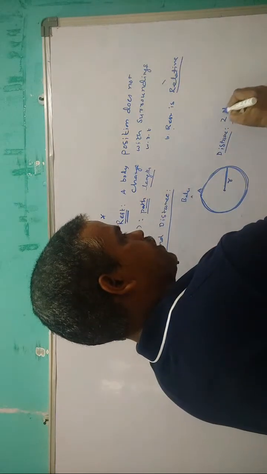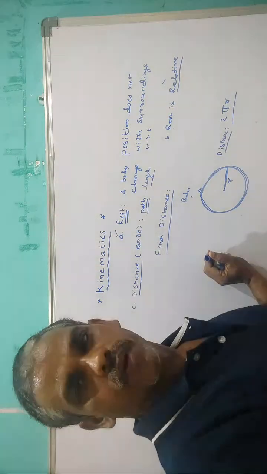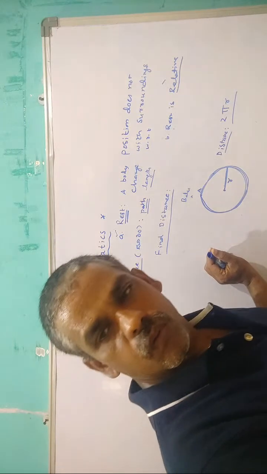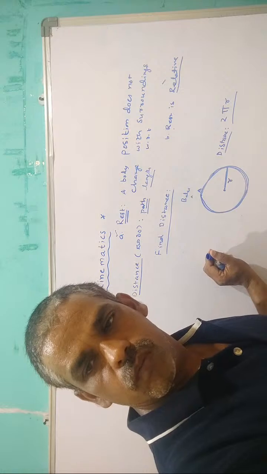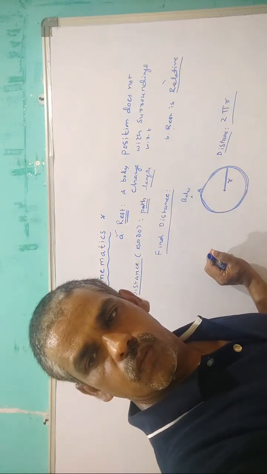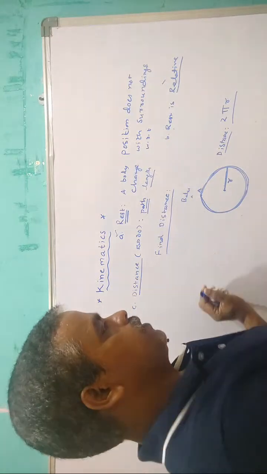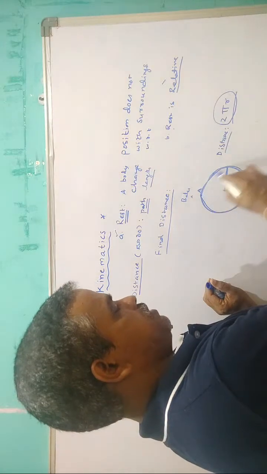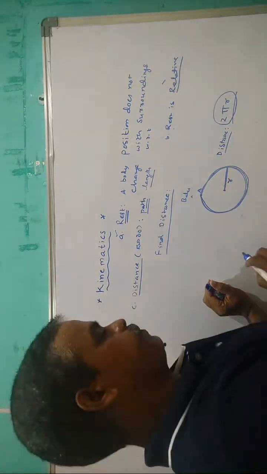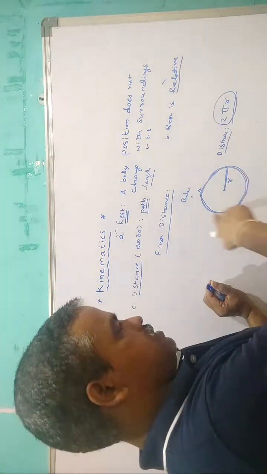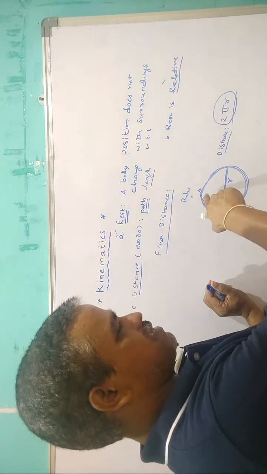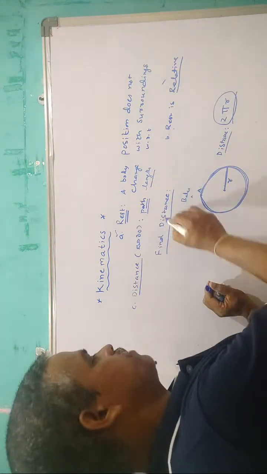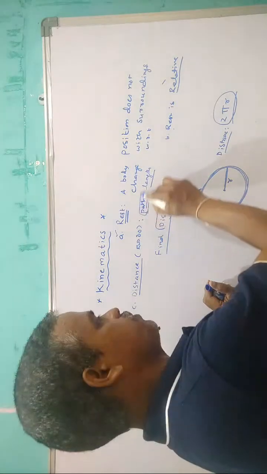2 pi R. Okay, this is the perimeter of the circle. See, Balu started at A, then finally he reached A only. The shape of the path is nothing but a circle. So what are we calculating? Find distance. Distance is nothing but path length.